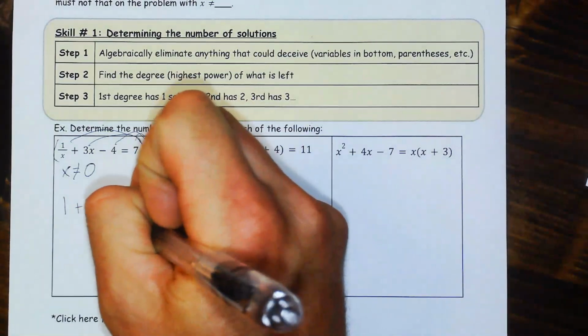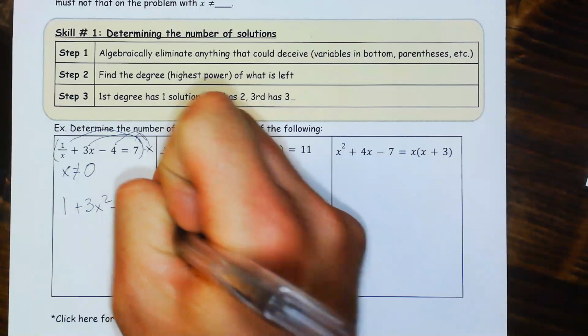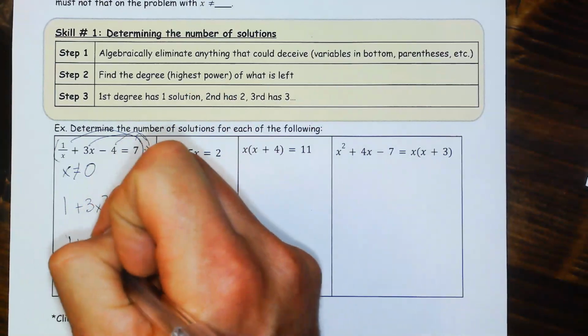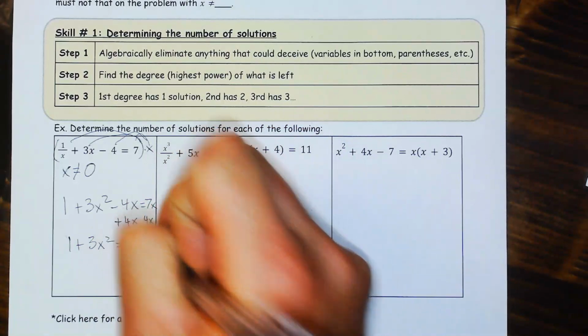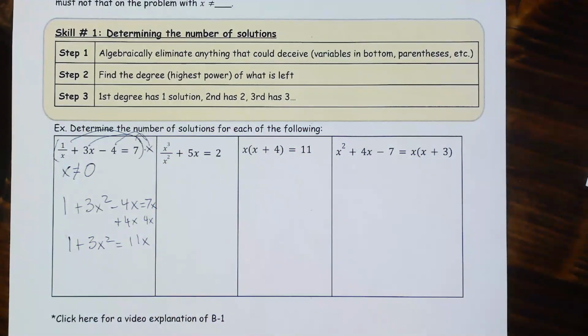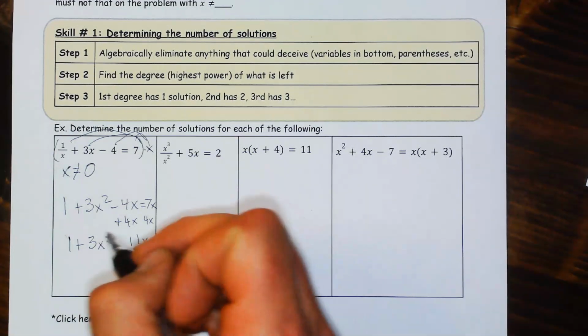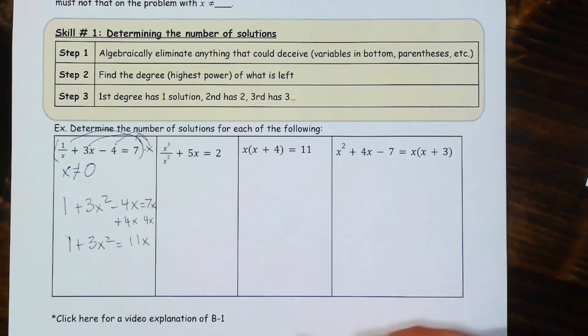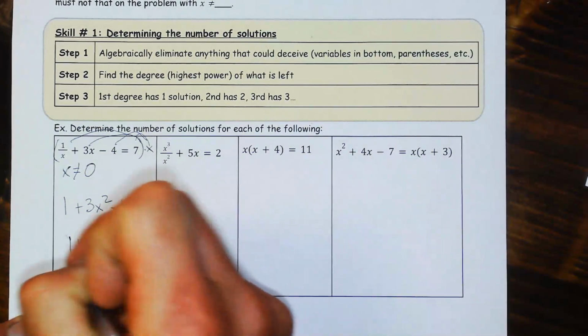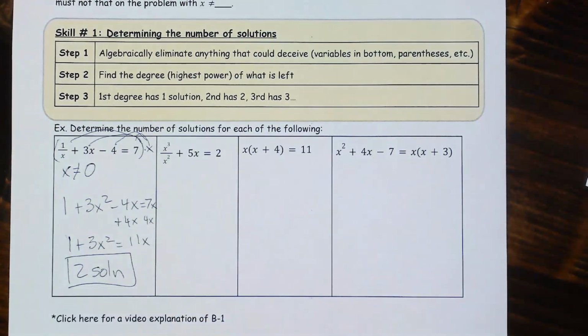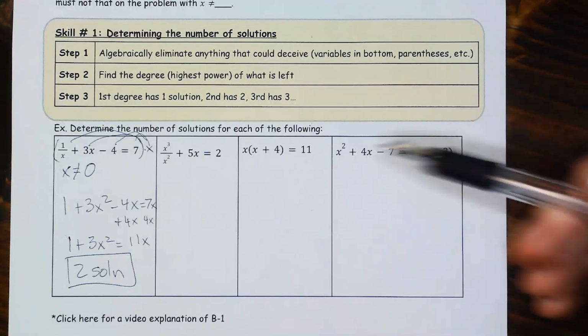To combine my like terms and make sure I'm being safe, I'm going to add 4x to both sides. So 1 plus 3x squared equals 11x. All my like terms are combined. There's nothing that could be tricking me at this point. I look at my degree, and I see it's a second degree function. So that means I have two solutions. Okay, so that's the first major way.